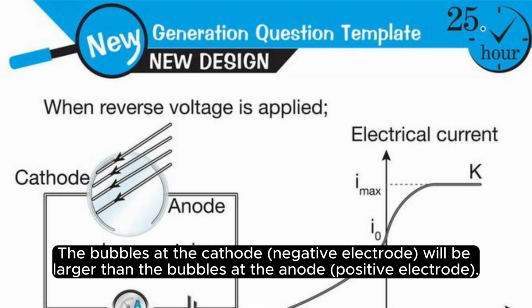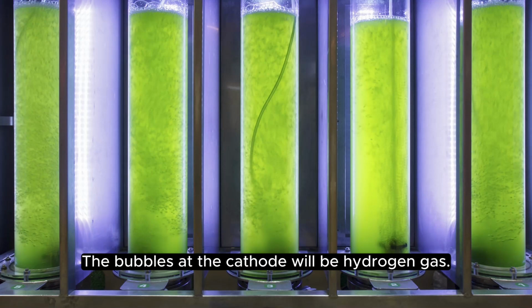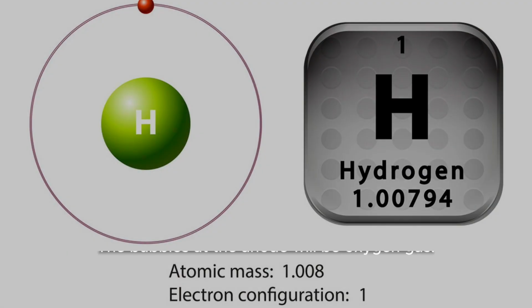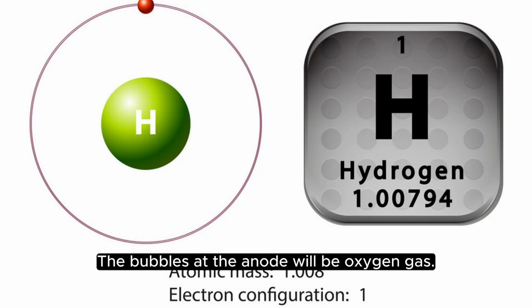The bubbles at the cathode (negative electrode) will be larger than the bubbles at the anode (positive electrode). The bubbles at the cathode will be hydrogen gas. The bubbles at the anode will be oxygen gas.